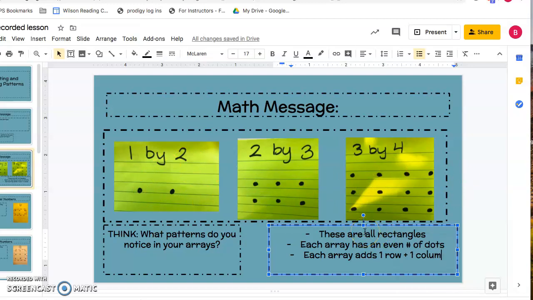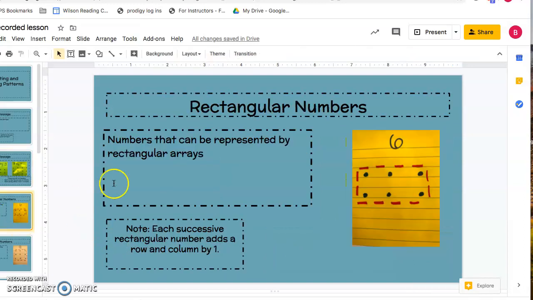And the last thing I started noticing was that each array adds a row and a column every time it increases by a number. So these arrays are models for rectangular numbers. A rectangular number is a number that can be represented by a rectangular array. So for example, 6 is a rectangular number because it creates a rectangular array. Note, each successive rectangular number adds a row and a column by 1.